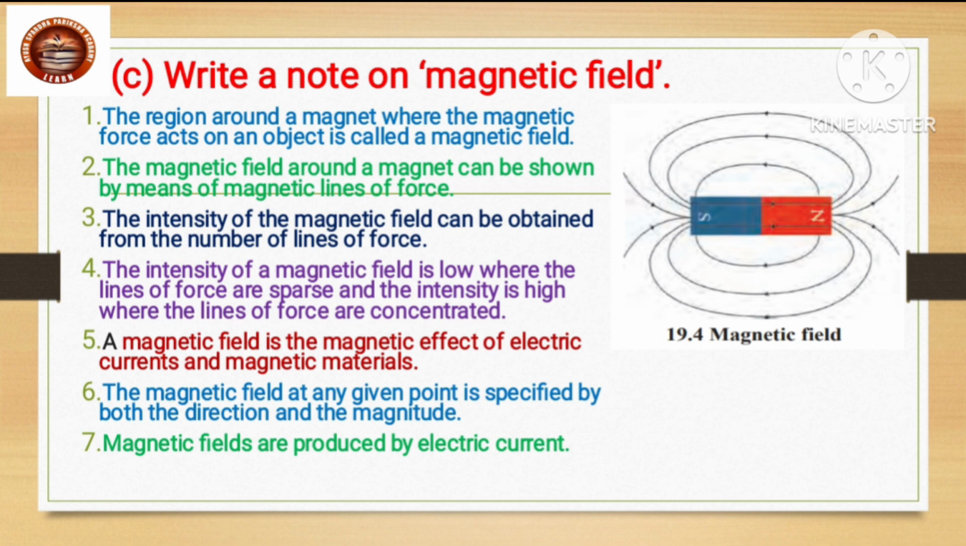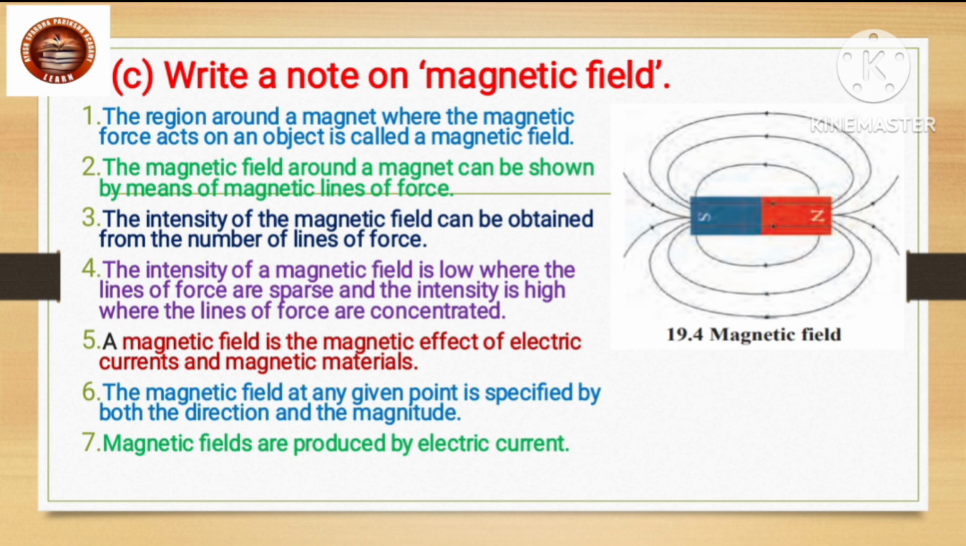As shown in the figure, we conclude that the region around a magnet where the magnetic force acts on an object is called a magnetic field. The magnetic field around a magnet can be shown by means of magnetic lines of force. The intensity of the magnetic field can be obtained from the number of lines of force. The intensity of the magnetic field is low where the lines of force are sparse, and the intensity is high where the lines of force are concentrated.